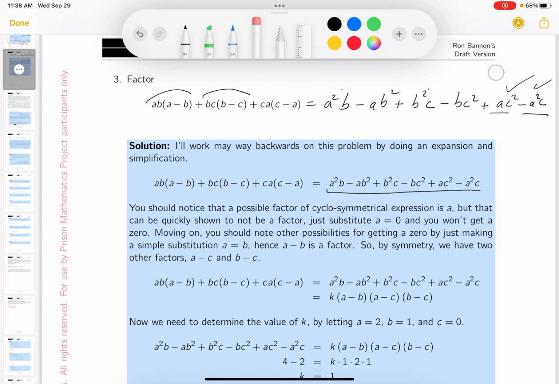Again, we're looking for nice, simple patterns. Let's try another one. I'm going to try over here. What about A equals B? And what does that mean? If A equals B, what does it mean? A factor would be A minus B. Okay? Let's see if we can do that. Let's see what happens if A equals B.